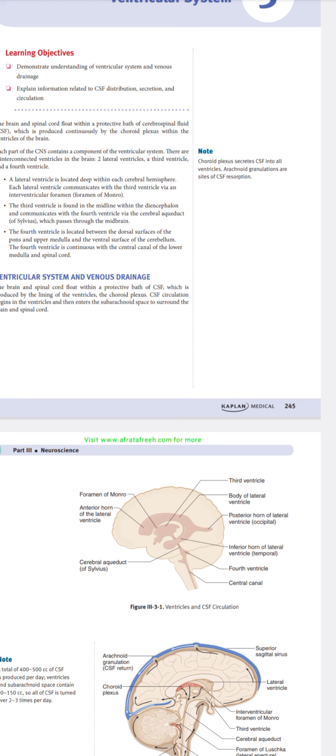So this was all about the CSF production and CSF flow. We will discuss this topic in further detail.